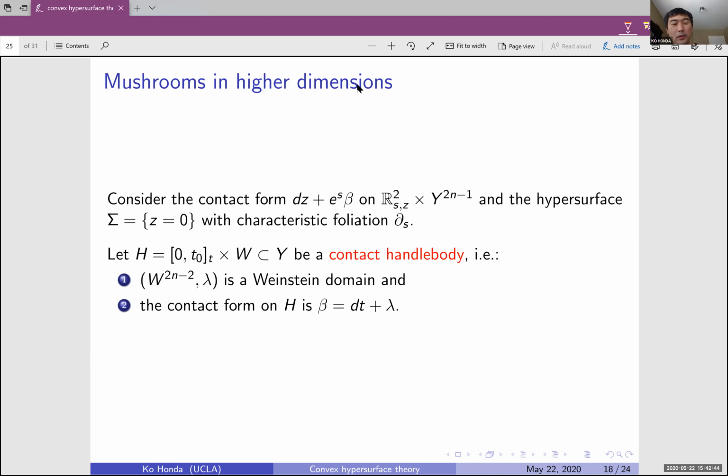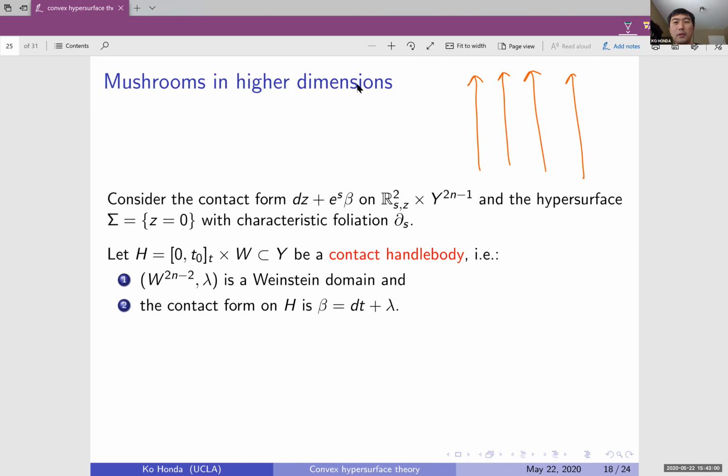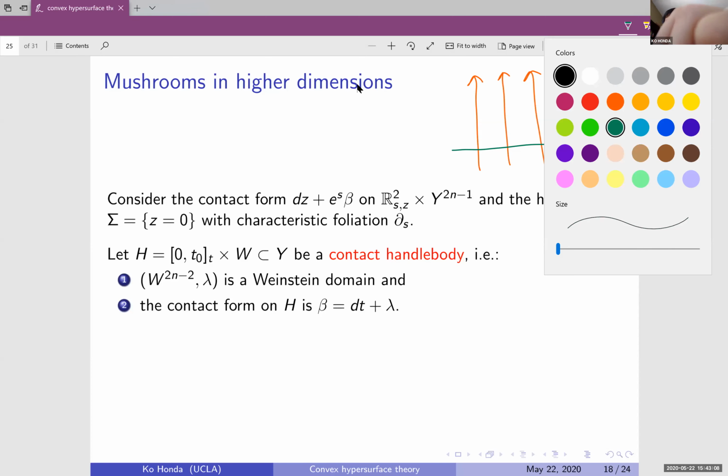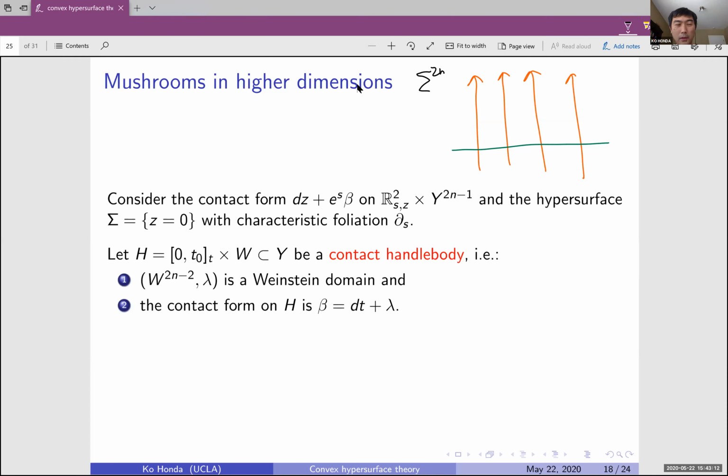The one thing that I forgot to mention is that if you have a characteristic foliation, I'd like to put in something that looks like a plug. The first thing you need to know is that any transverse slice, which is inside a 2n-dimensional hypersurface, has dimension 2n minus 1. And anything that's transverse to the characteristic foliation is actually contact. So you sort of need to know this. These transverse things are contact, and inside these contact manifolds, I'd like to figure out some domains.